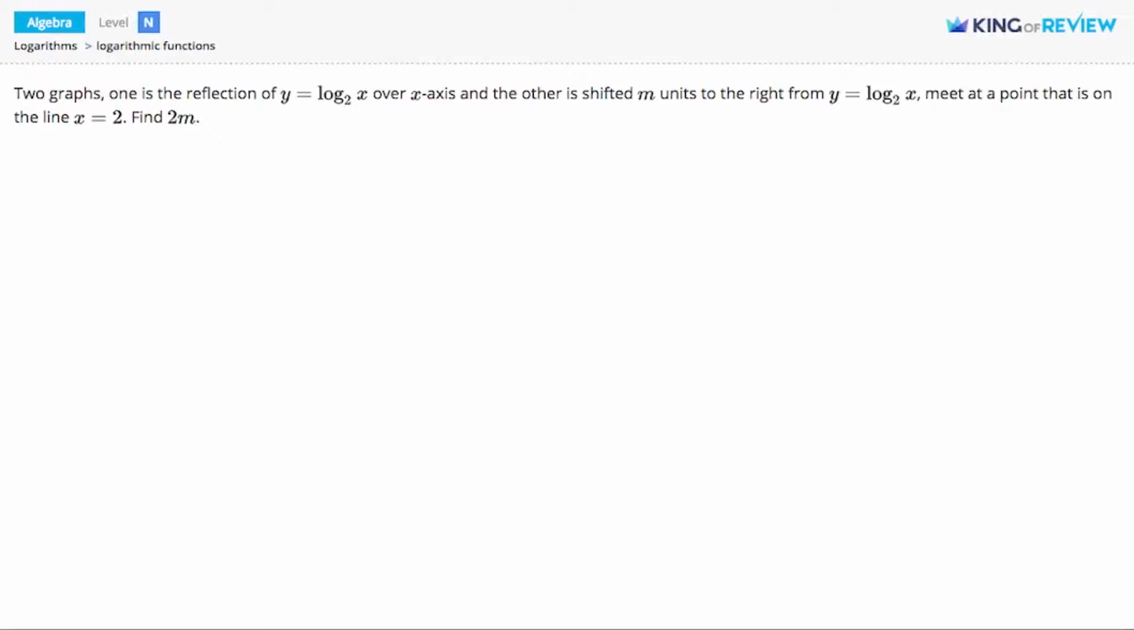So here we have two graphs. One of our graphs is a reflection of y equals log base 2 of x over the x-axis. Let's think about that for a minute.